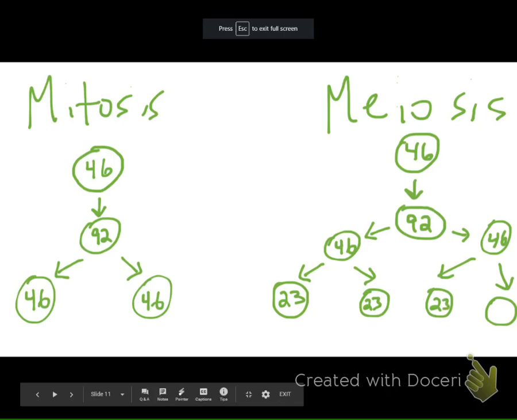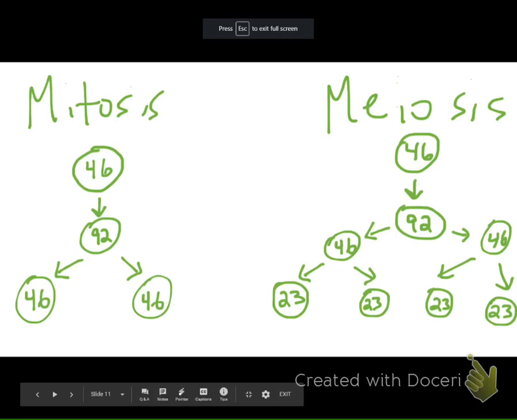Now, let me ask you a question. Is this a whole human cell? No. What's different about this? What's wrong with this? There's a red flag that should be going off. It's not just a normal cell. This is a whole cell over here. What is this over here? Yes, this is a sex cell.